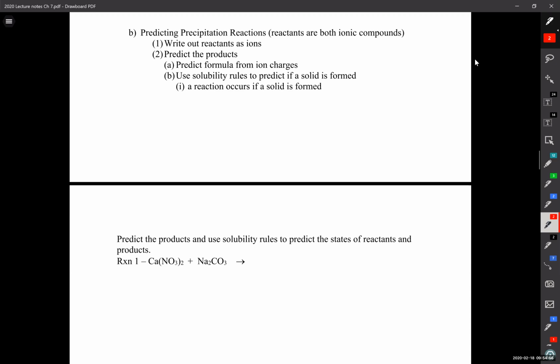Okay, so we're going to write out the reactants as ions, we're going to predict the products, right? And you're going to predict it using the charges, just like you did, like I said, write the formula for this ionic compound. You're going to look at the charges, and you're going to write the formulas for that. The last thing you do to predict whether or not a reaction takes place is you look at the solubility rules. If it forms a solid, then you made something new and a reaction takes place, okay? So let's go through a couple of these, right?